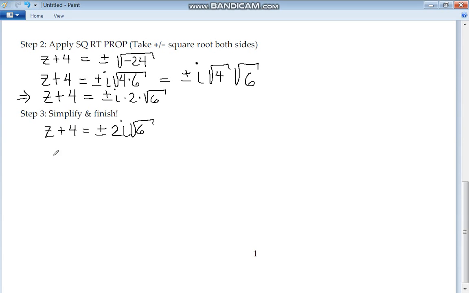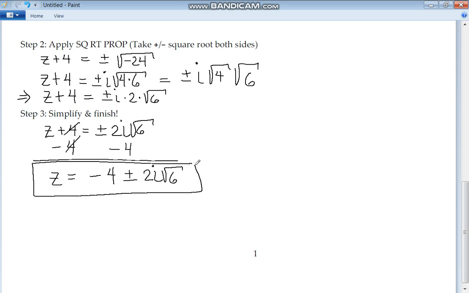Okay, we're trying to solve for z. The last thing we have to do is subtract 4 from both sides. Here it cancels. z equals negative 4 plus or minus 2i times the square root of 6. So there are our two answers. One of them has a plus sign, it's negative 4 plus 2i times the square root of 6, and the other one has the minus sign, negative 4 minus 2i times the square root of 6.